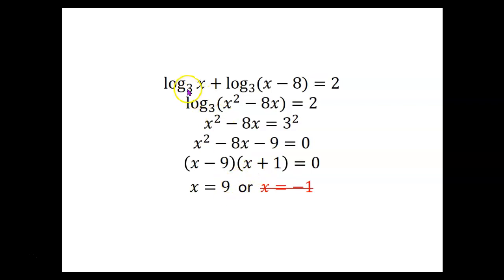9 is a solution. The base 3 log of 9 would be 2, because that's the power you have to raise 3 to get 9. The base 3 log of 9 minus 8, the base 3 log of 1 would be 0, because that's the power you have to raise 3 to get 1. And then 2 plus 0 does equal 2. So 9 is the only solution to that equation.